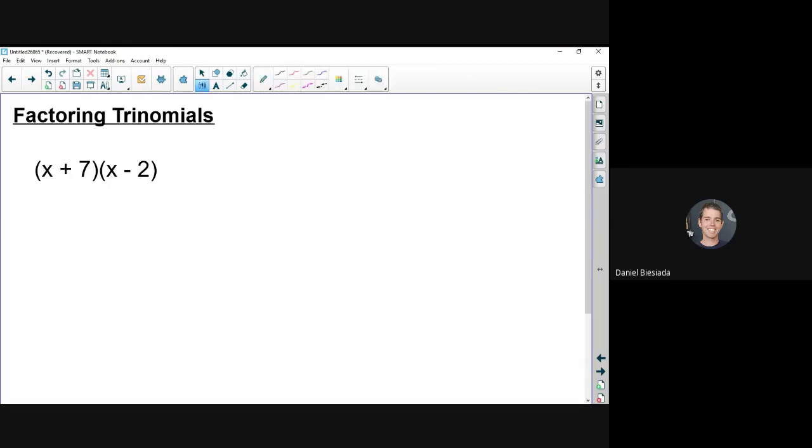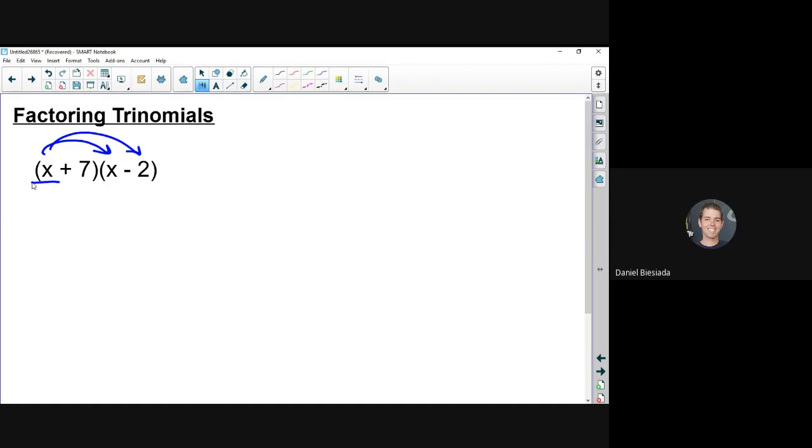Now, one of the keys to understanding how to factor trinomials is understanding where you get your answer from when multiplying. So we have a question here, x plus 7 times x minus 2. And if I wanted to actually multiply that out, what I would do is I would take each part of the first set of parentheses and distribute it into the second set.